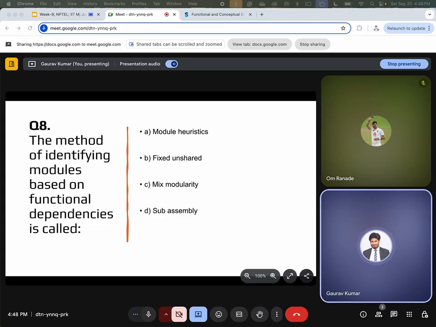Other options like fixed unsaid, mixed modularity, or sub-assembly describe the architectural pattern or assembly strategy, but not a method of identifying the modules. So module heuristics remains the most precise technique for functional dependency analysis. Okay, so the correct answer for this question is option A, module heuristics.